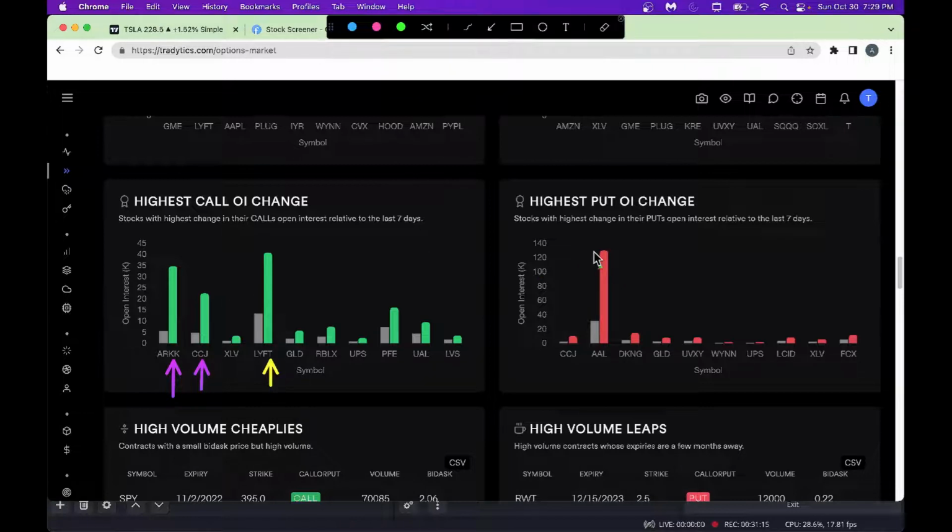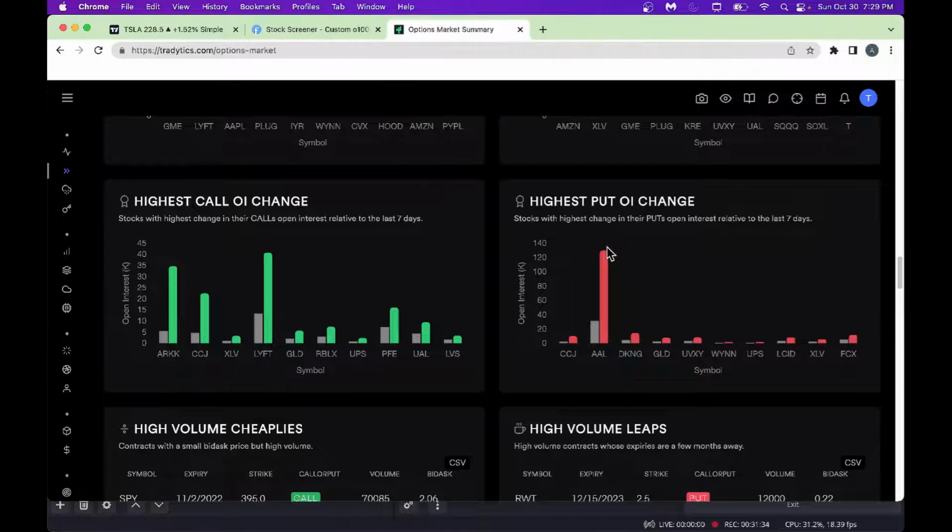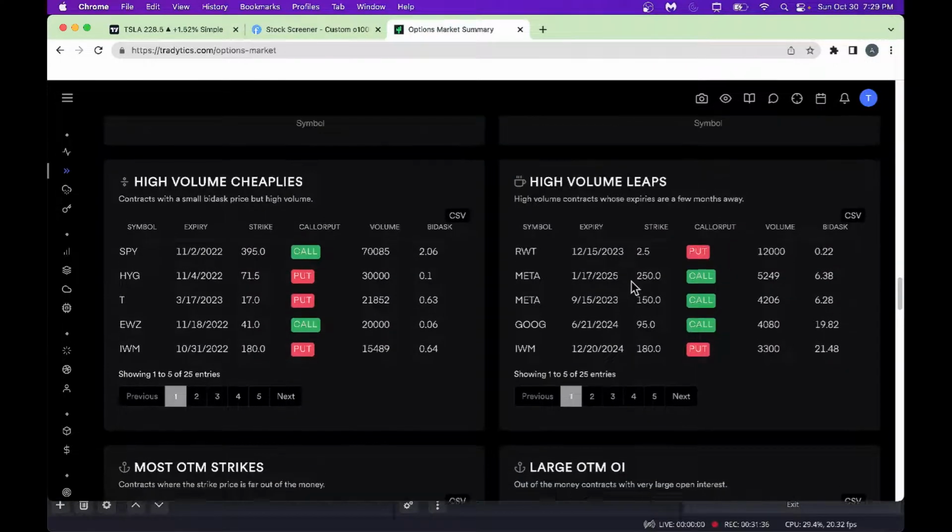At the same time, we got put open interest change here. Look, American Airlines, folks are a little bit bearish. Nice put open interest change here. You could play along. Many of these airline stocks have gone up so much here. That's why I think there is some put option buying going on to take advantage of these stocks coming down.